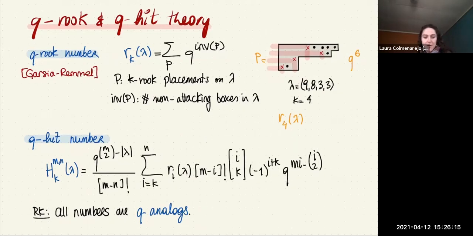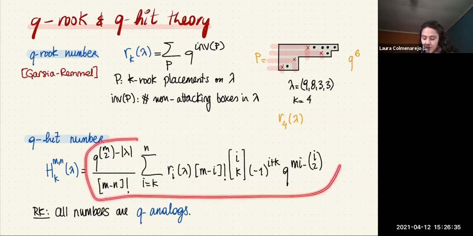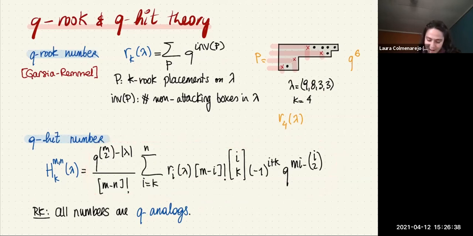And now I want to generalize that to what are considered Q-hit numbers. And there is a reason why instead of giving a very nice combinatorial formula, I'm giving you this other one. So Garcia and Remmel defined the Q-hit number to be, I think about this like a change of basis. It's a very complicated one. But here we have the Q-rook numbers, and then I have a bunch of other factors over here. And I just want to say that all of them are Q-analogs.